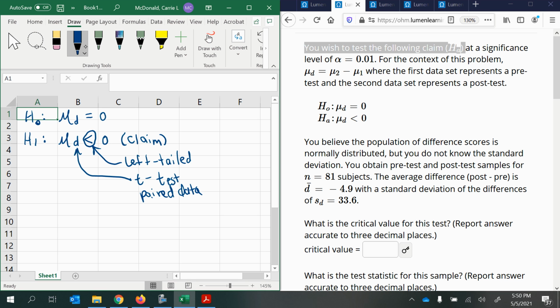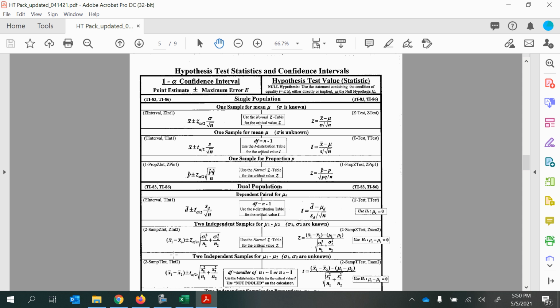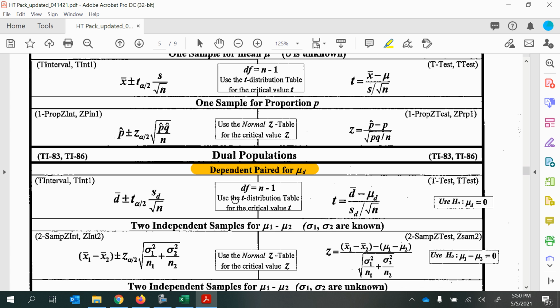Okay, so those few things are important to get figured out right away: where your claim sits, what kind of tails your test will have, and whether it's going to be a z-test or a t-test. We've determined that it's a t-test because it's paired data. You can also notice that if you go to the formula sheet for test statistics, down here where it says dependent paired for the mean of differences, we are using the t-distribution, and here is the formula for your test statistic.